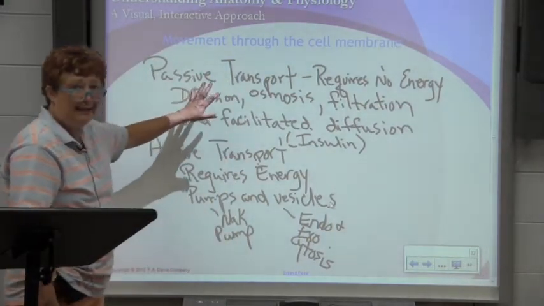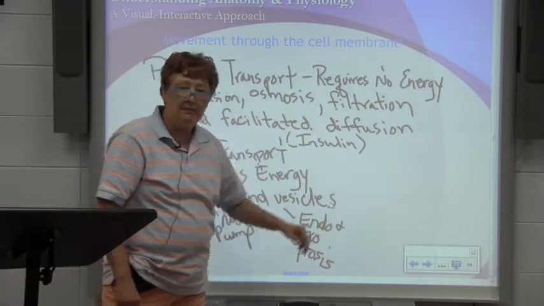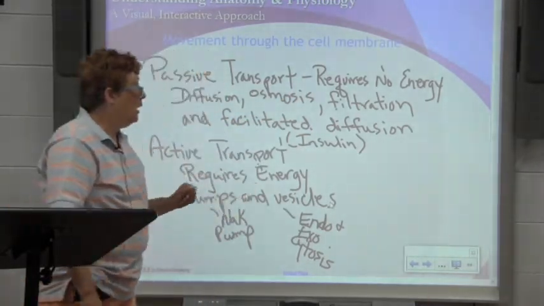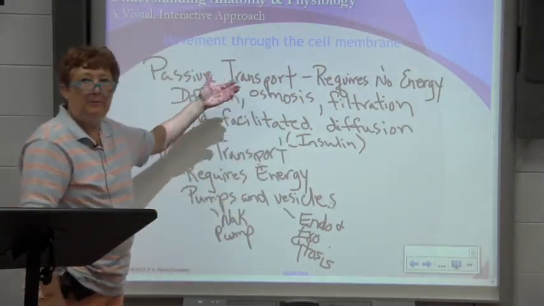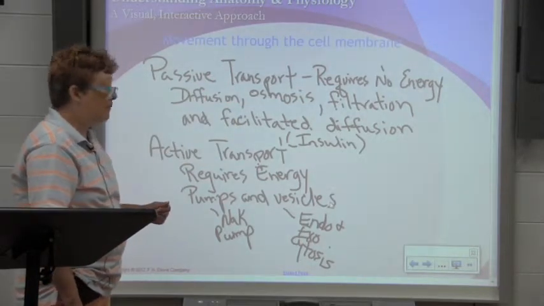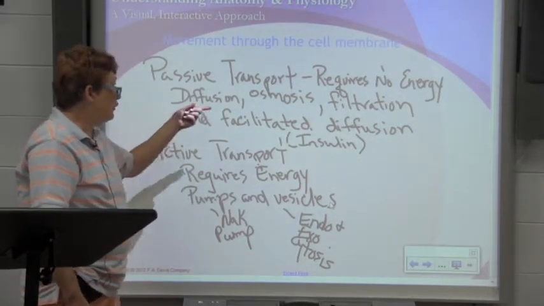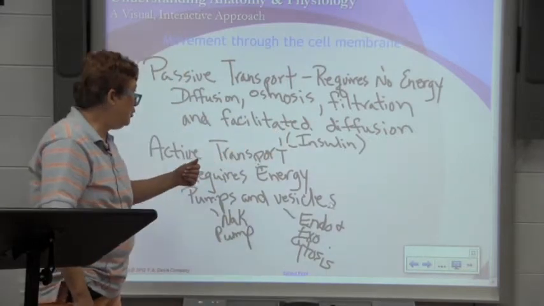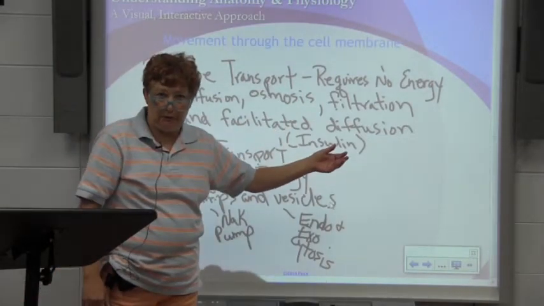The first is passive transport, and we call it passive because it requires no energy. No ATP is expended to make passive transport happen. Examples: diffusion, osmosis, filtration, and facilitated diffusion.